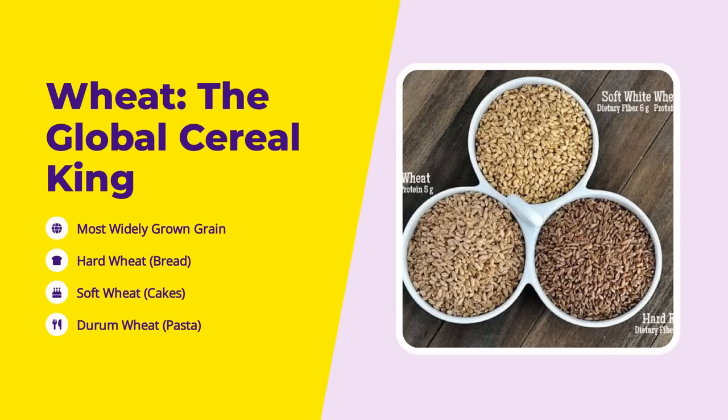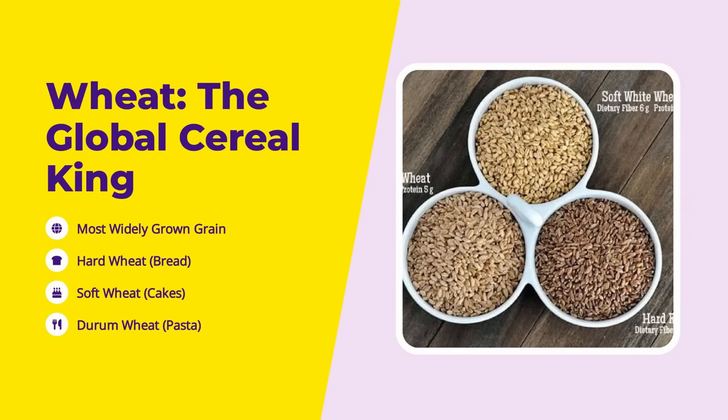The second type is soft wheat. Soft wheat contains comparatively less protein and develops weak gluten. Instead of producing chewy bread, it creates soft and tender bakery products such as cakes, pastries, muffins, and biscuits.